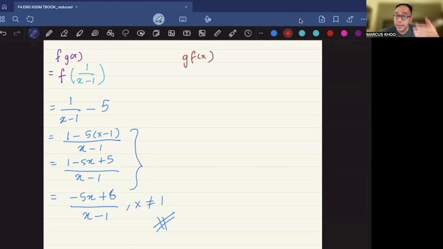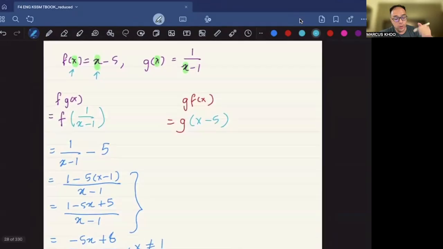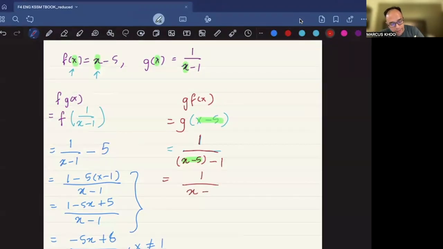g(f(x)). Same thing. Substitute the f(x) into the g first. f(x) is x minus 5. So whatever the object is, put it into the equation. So you will get 1 over x minus 5 minus 1. Our object is now this. Look at the highlights in green. So after that, you will get 1 over x minus 6, because minus 5 minus 1 is minus 6.